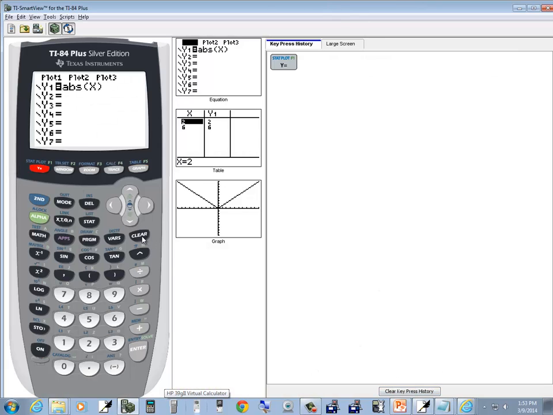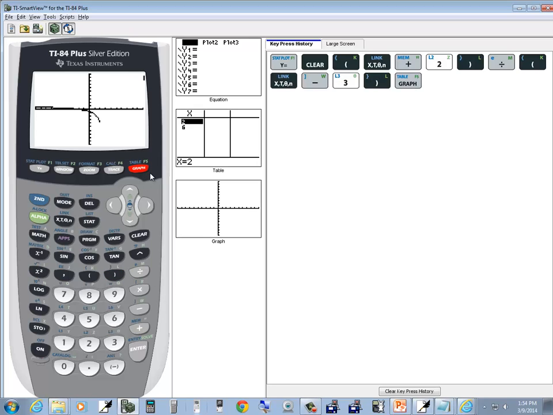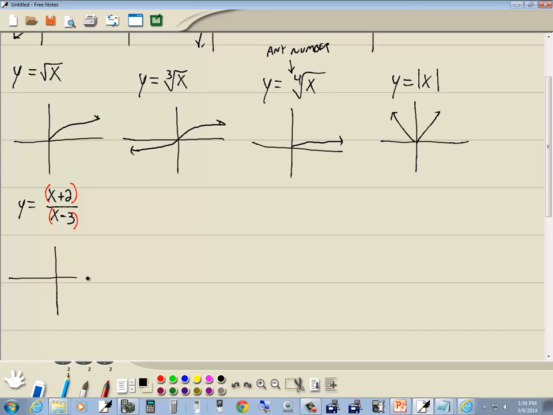So press my Y equals, press clear, do a beginning parentheses, x plus 2, closing parentheses, divided by beginning parentheses, x minus 3, closing parentheses, and then graph. Probably what you'll see is that, and I'm just sketching it. I'm not spending a whole lot of time on that. Like that.